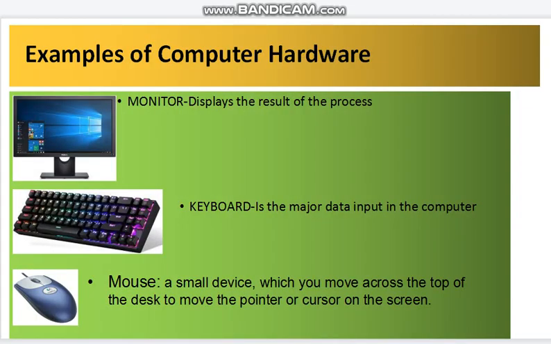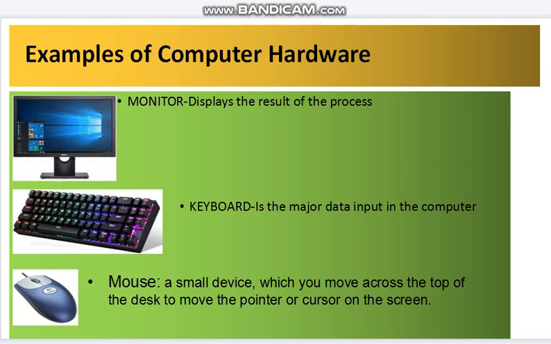So examples of computer hardware, we'll take them in brief. As you can see, the first one is the monitor. This displays the result of the process. A monitor looks like that. So when you see that, it's called a monitor. It displays the results of the process. If a CPU runs certain processes, they are displayed on the monitor.